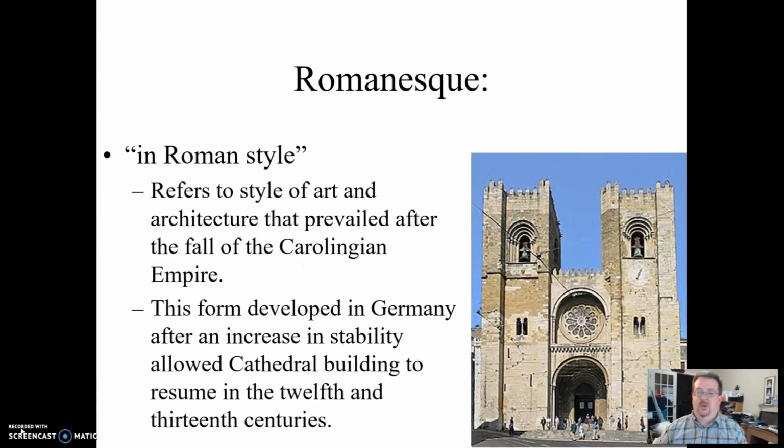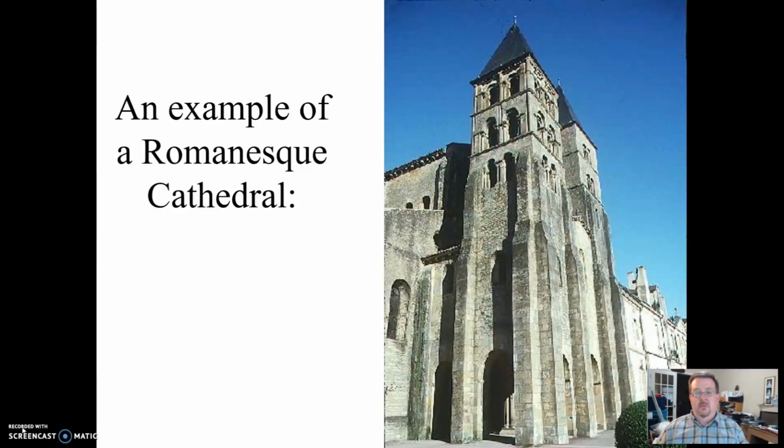The style of architecture that developed after the fall of the Carolingian Empire became known as the Romanesque style. But it does differ from Roman architecture in a number of ways. For one thing, it's often taller, and as you can see in this picture, it has a uniquely fortress-like characteristic. If you think back to Greco-Roman temples, they were very open and airy. Romanesque cathedrals aren't. They look like a fortress. In times of trouble, they're a place you can run and hide.